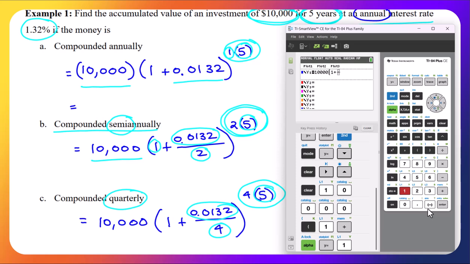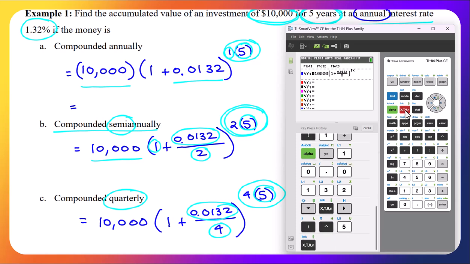Each fraction is going to have the 0.0132 on top, and on the bottom, that's going to change. So I'm going to call it x. That's the key next to alpha. Go to the right, close the parenthesis, and caret, we have an exponent of 5 because it's always going to be 5 years, and the number of times per year is also the x. In our formula, that's n, but on the calculator, I have to use that as x. Enter.